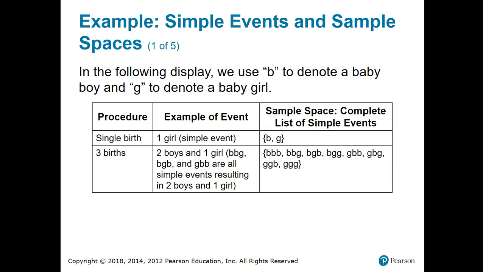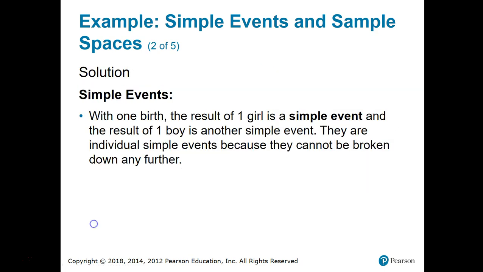So 2 boys and a girl could mean you had a boy, you had a boy, you had a girl, or you had a boy, you had a girl, you had a boy, or you had a girl, you had a boy, you had a boy. Any of those. All possible sample events: boy, boy, boy; boy, boy, girl; boy, girl, boy; boy, girl, girl; girl, boy, boy; girl, boy, girl; girl, girl, boy; and girl, girl, girl. Amazed I got all those right, I think. Now you can check me, see if I got them right.